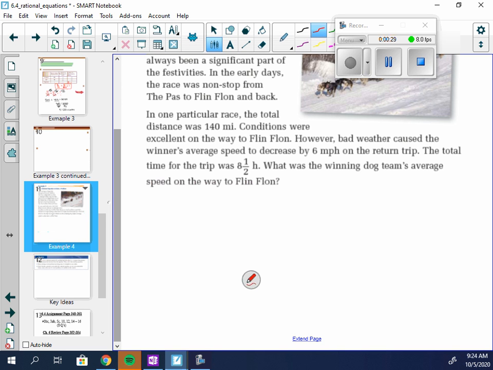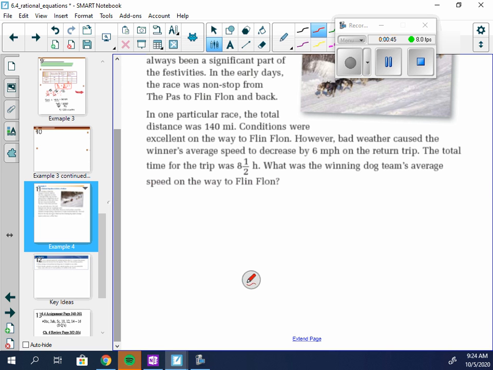However, bad weather caused the winner's average speed to decrease by 6 miles per hour on the return trip. The total time for the trip was 8.5 hours. What was the winning dog team's average speed on the way to Flin Flon?